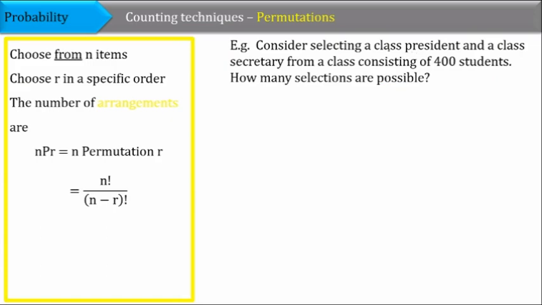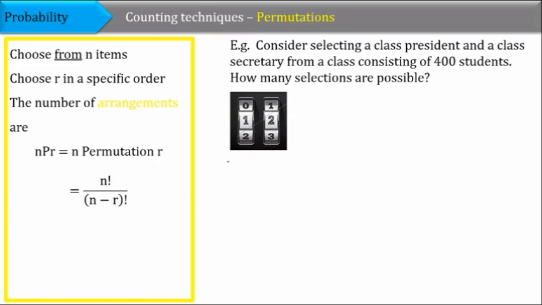Right, let's have a look at another example. Consider selecting a class president and a class secretary from a class consisting of 400 students. How many selections are possible? Well, clearly these are two different positions. Class president does not perform the same tasks as the class secretary. So we can't just choose any two people and say that they are the same, that we now have a group of two. Here are clearly distinct positions. So the selection order matters.